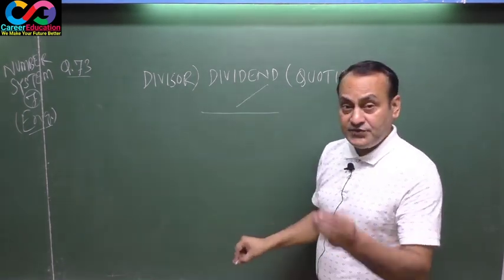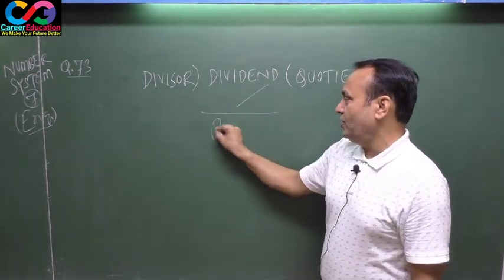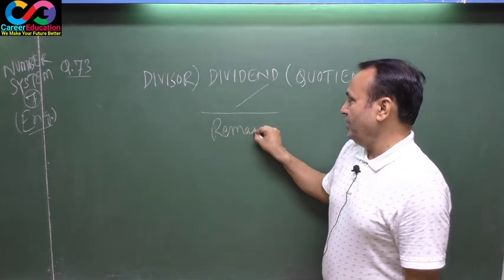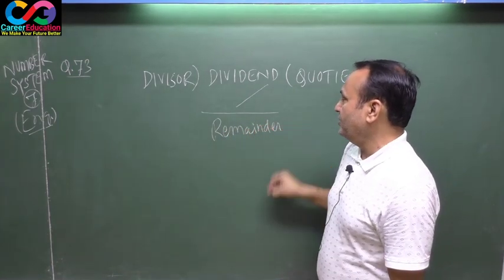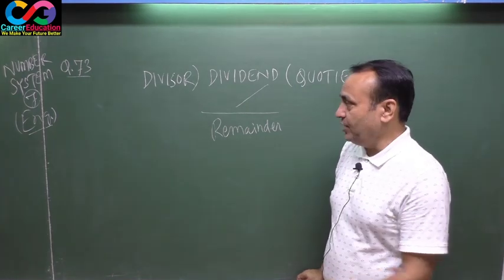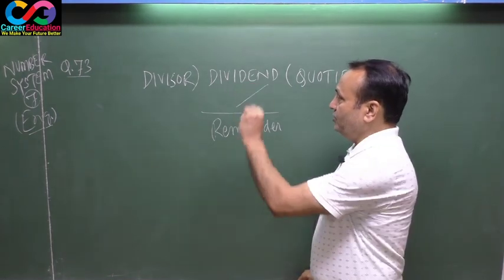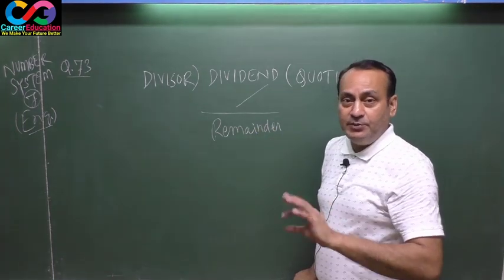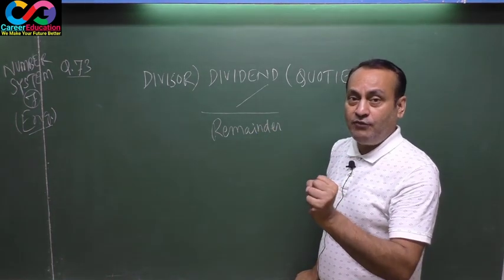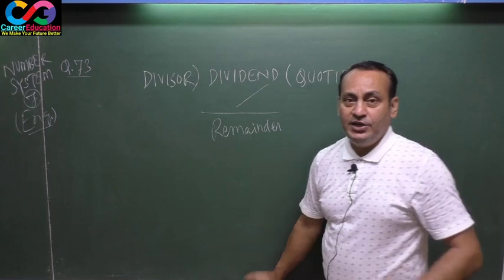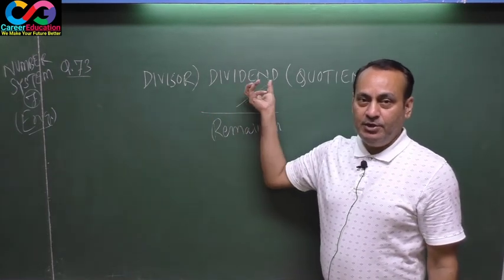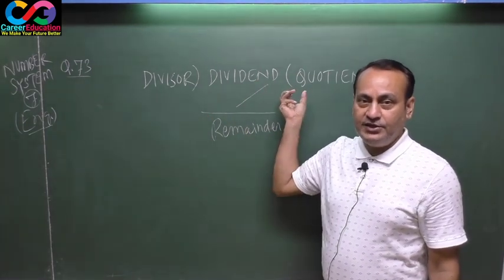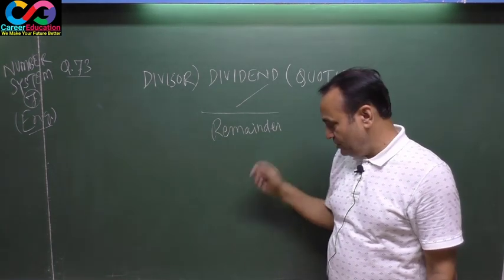Again, if something remains here, that is called remainder. That means this is your divisor, this is your dividend, this is your quotient, and this is your remainder. You must know the placement of all the four terms. Here will be the divisor, here will be the dividend, here will be the quotient, and here will be the remainder. See an example.